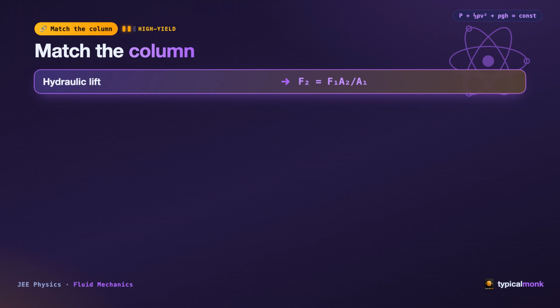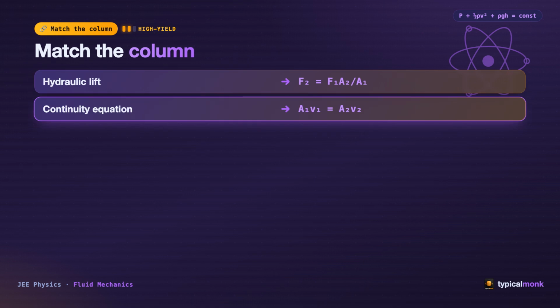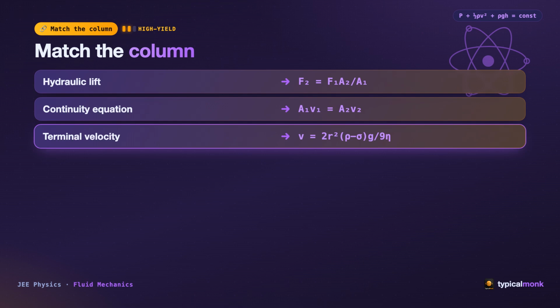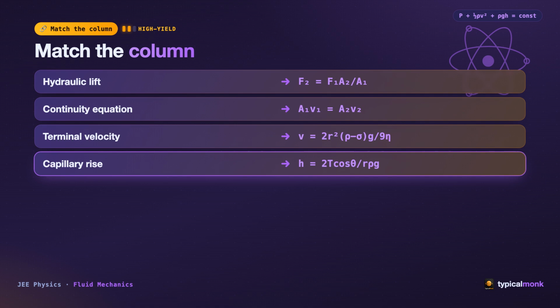A quick match now. Say each formula aloud before I reveal it. Hydraulic lift: force 2 equals force 1 times area 2 over area 1. A small push, hugely multiplied. Continuity equation: area 1 V1 equals area 2 V2. Mass simply cannot pile up inside the pipe. Terminal velocity: 2r squared times the density difference times g all over 9 eta. Balance 3 forces and this falls out. And capillary rise: 2T cos theta over r rho g.